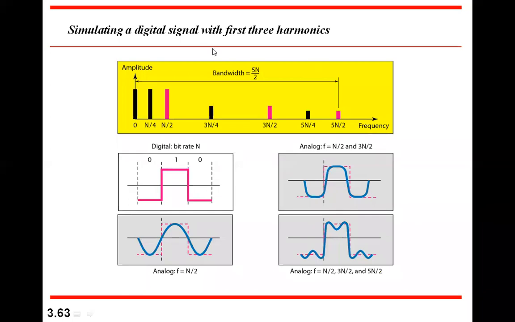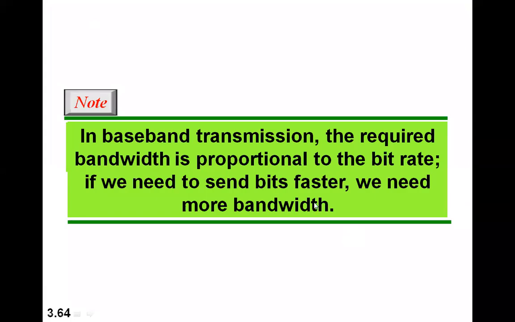Secondly, digital signal with first 3 harmonics. When you add harmonics, it makes the signal much smoother, right? But when you add harmonics, the bandwidth needed increases, say n by 2, and when you add the remaining harmonics, the bandwidth becomes larger, but the shape of the signal improves. In baseband transmission, the required bandwidth is proportional to the bit rate. If we need to send bits faster, we need more bandwidth.